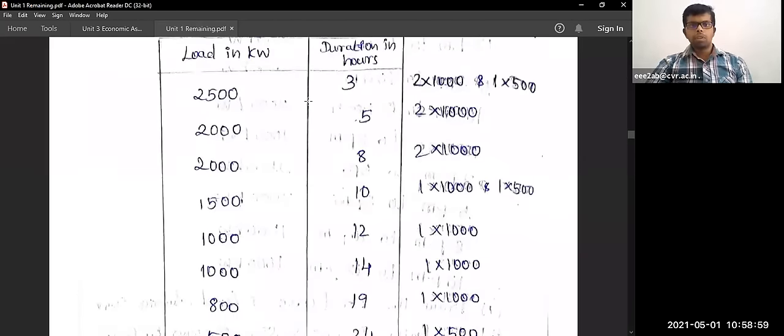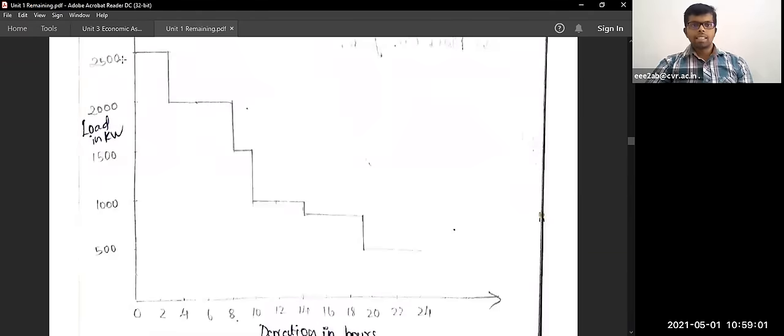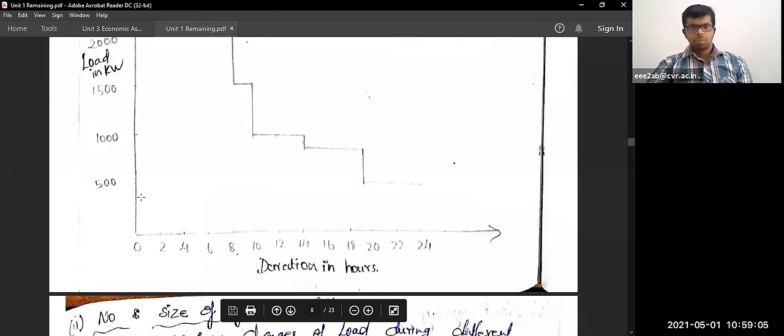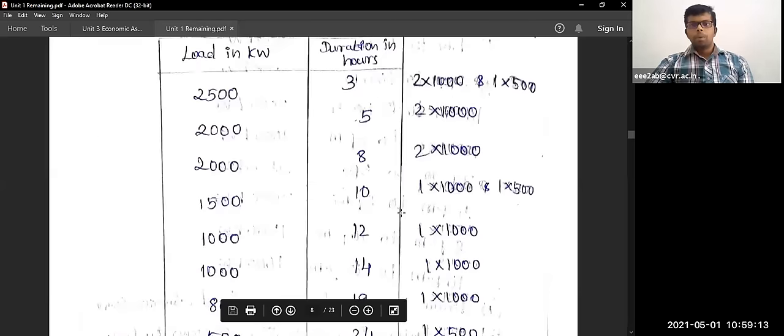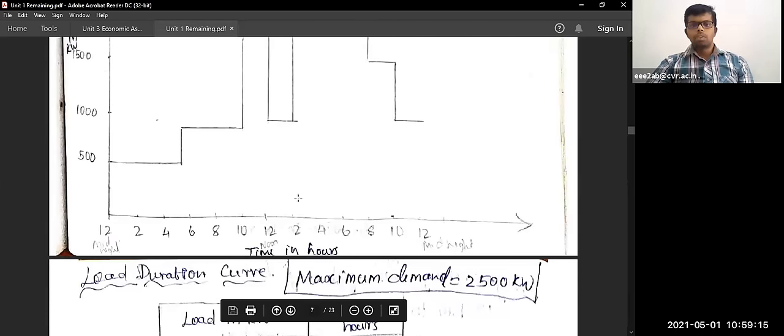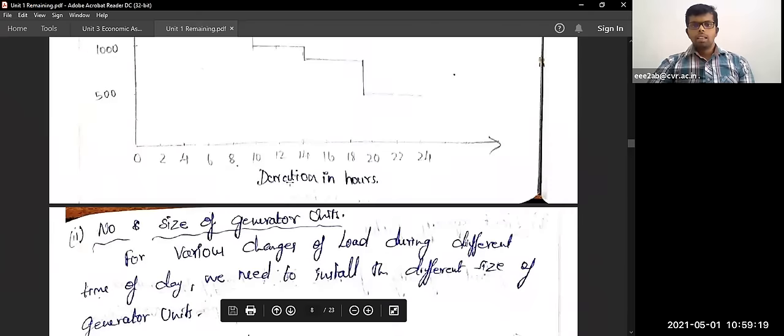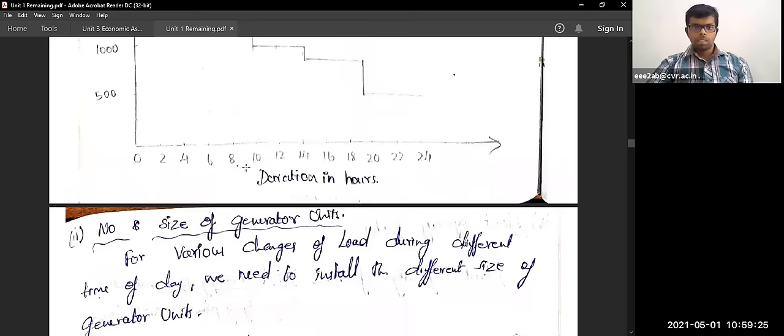Now the job is very, very simple. Just we have to plot here. This axis I have taken as load in kilowatts, same scale I have taken, 500, 1000 like that. This is duration in hours. Whereas in the previous load curve, this is time in hours. So if you write time in hours here, this is wrong. This is not time in hours, this is duration.